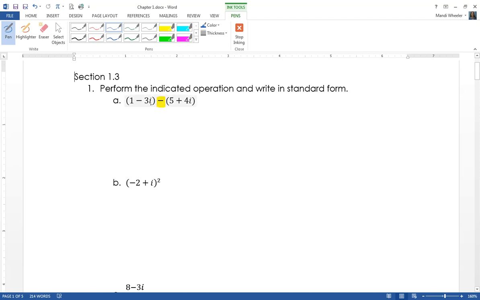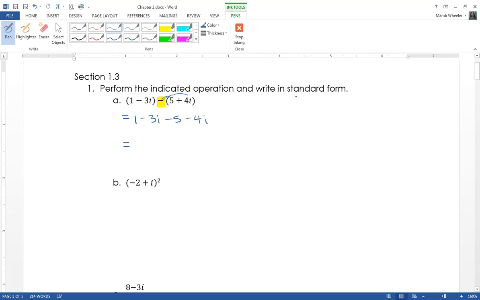When we are subtracting, we're going to distribute the negative, but then the parentheses are going to go away. So the parentheses around this first one aren't really doing anything other than just separating it, but mathematically are not doing anything. So that first one is going to be 1 minus 3i, and then we are going to distribute that negative to everything in the second set of parentheses. That's going to give us minus 5 minus 4i. And then this one, we're just combining like terms.